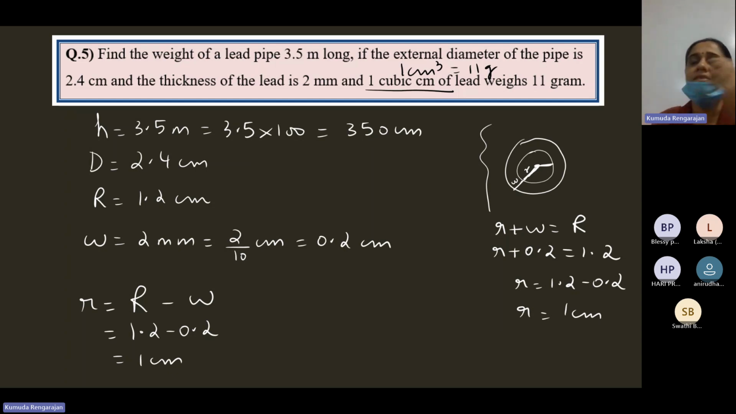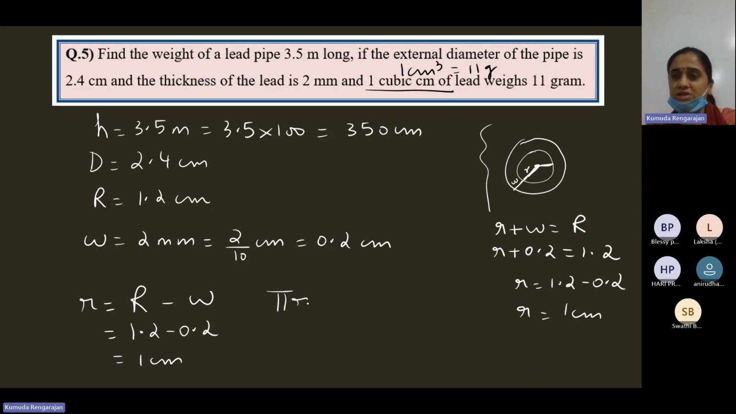What's the formula to find the volume of a lead pipe? Volume of this hollow pipe? What's the formula to find the volume of a cylinder? Miss, 2 pi r h? Not 2 pi r h. Miss, pi r square h. Pi r square h. Now this is a hollow cylinder. So that r square will come 2 times, that's all.